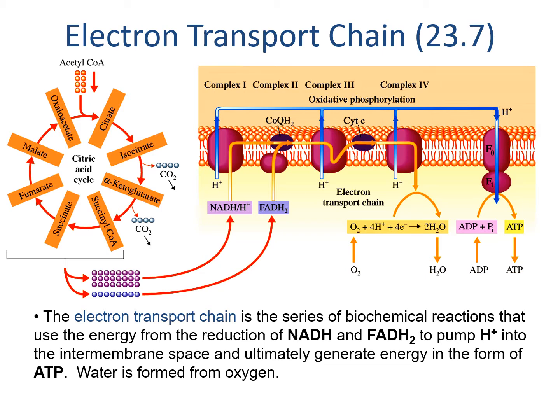If you look closely at the diagram, you'll notice a few things. The first is that NADH and FADH2 enter the electron transport chain at different complexes, but both make the same CoQH2 cofactor. Also notice that complexes 1, 3, and 4 pump H plus into the inner membrane space. You can see the H plus with the blue arrows coming through. That eventually gives us the energy to make ATP.